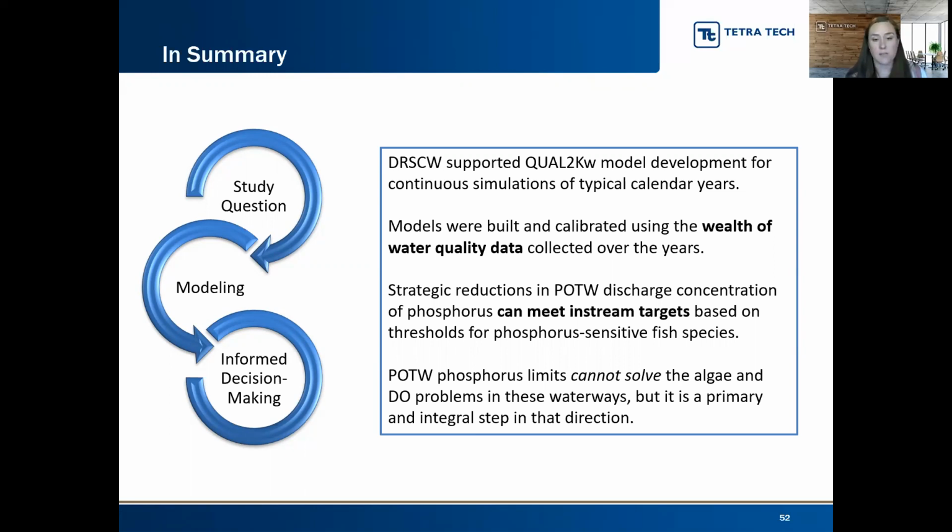But those reductions in phosphorus cannot solve all algae and DO problems in these waterways, but it is a primary, integral first step in that direction. So some of our next steps on my end personally are to finalize some of our management scenarios and then potentially add some extra ones. We can continue to work on these scenarios as we move forward.